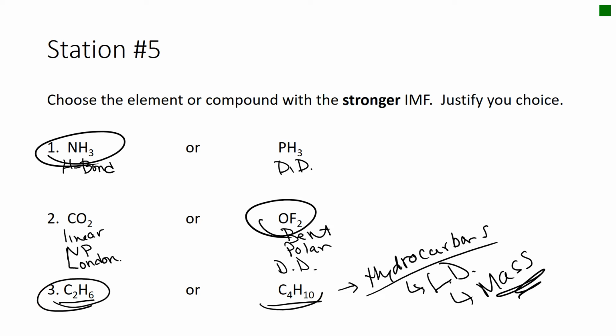Okay. Now, which one will have a larger mass? Something with two carbons or something with four carbons? Well, if you look at it, four of something is going to be greater than something with two. So it is going to be C4H10 will have a higher mass, which means it is a stronger IMF. And the only time you look at mass is when you have London dispersion between two London dispersions, and you can't tell the difference.